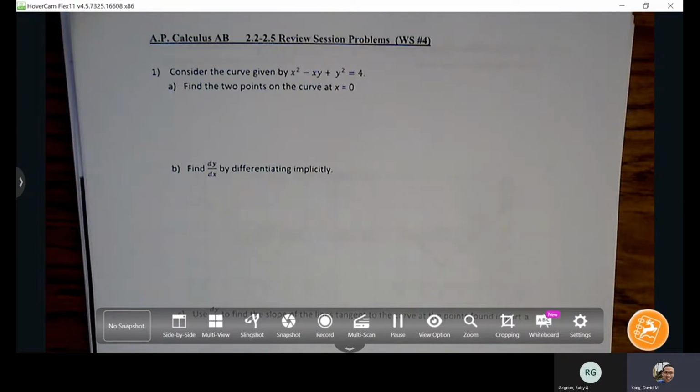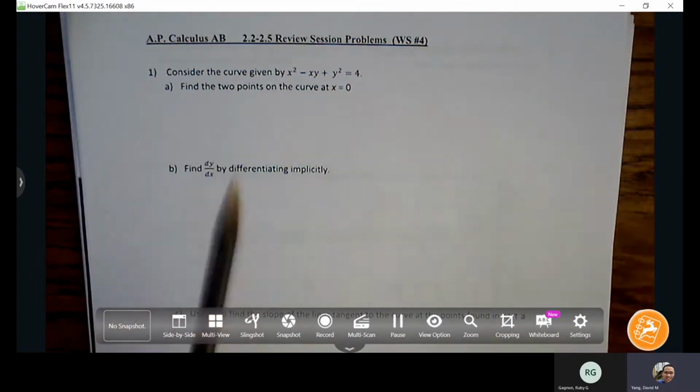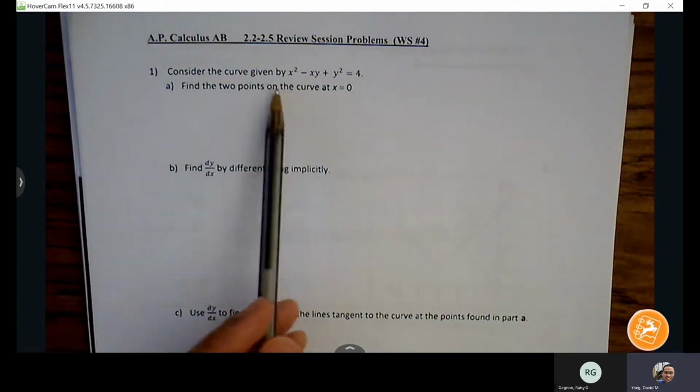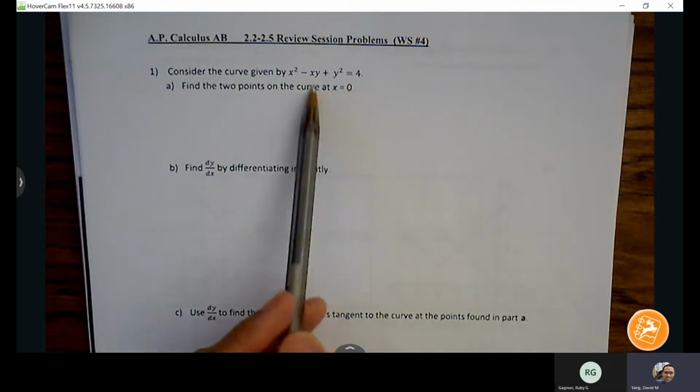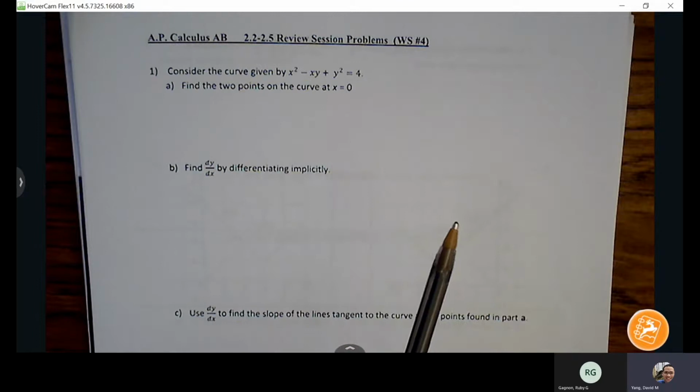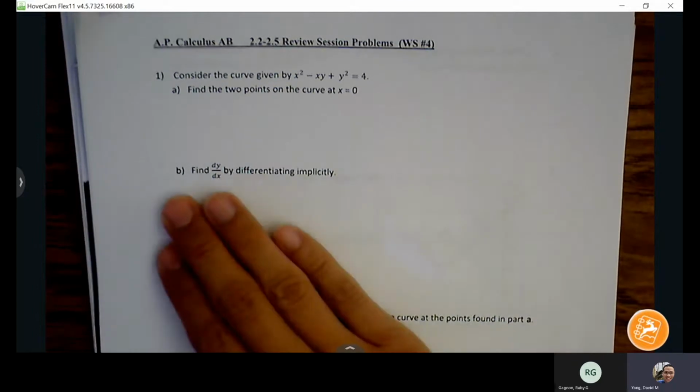Okay, so it says consider the curve given by x squared minus xy plus y squared equals 4. Find the 2 points on the curve at x equals 0. So we want to find ordered pairs. We have x values, so there's no calculus involved here. We're just going to plug in and find the ordered pairs. Okay, so we'll plug 0 in, see what happens.